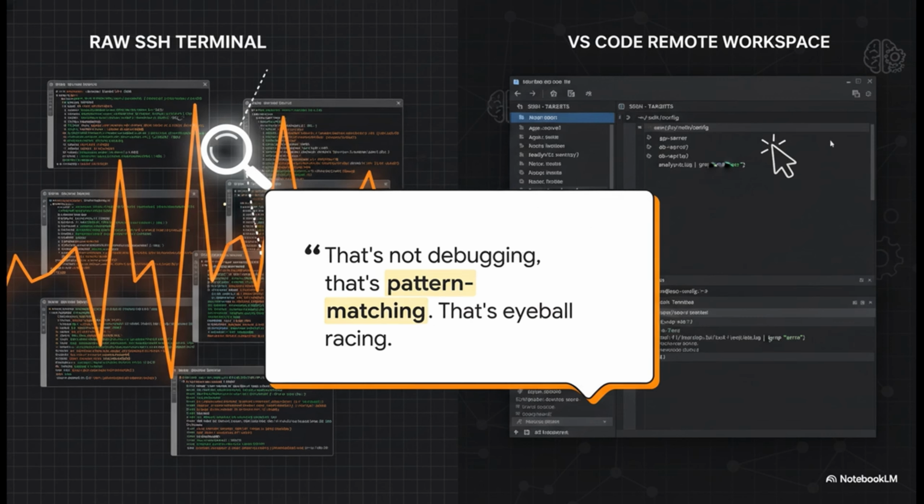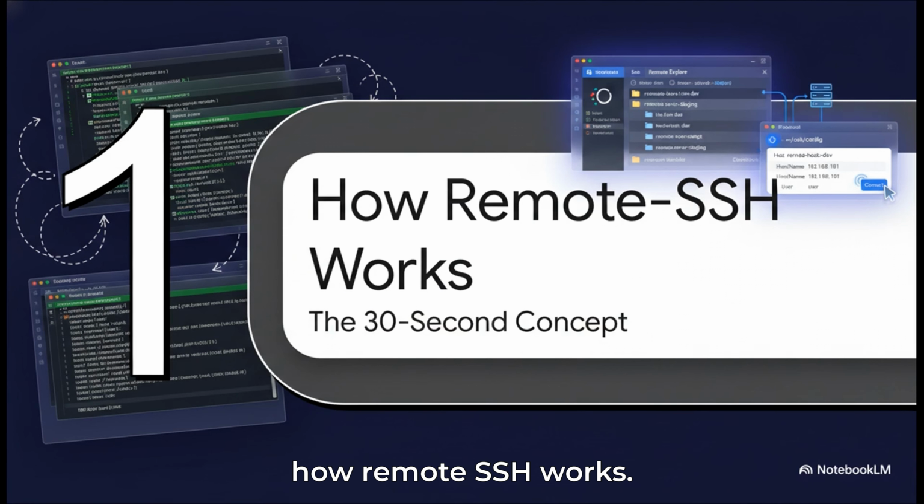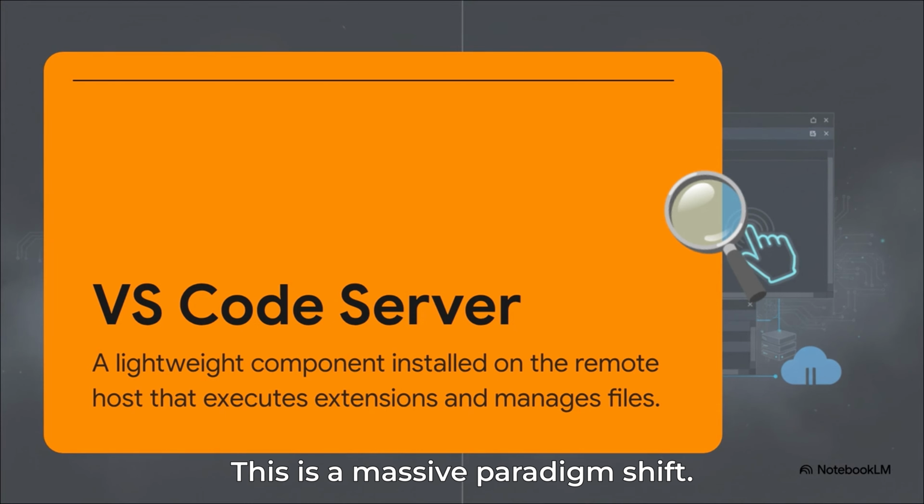Okay, Section 1, how remote SSH works. Let's break down the 30-second concept. This is a massive paradigm shift. With this setup, your integrated development environment, your IDE, is actually split right in half. When you use remote SSH, it installs a super lightweight component called the VS Code server directly onto your remote Linux, Windows, or macOS host. And this server, it does all the heavy lifting. It executes your extensions, manages the remote file system, and runs the terminal processes. Meanwhile, your local machine is just handling the fast, responsive user interface.